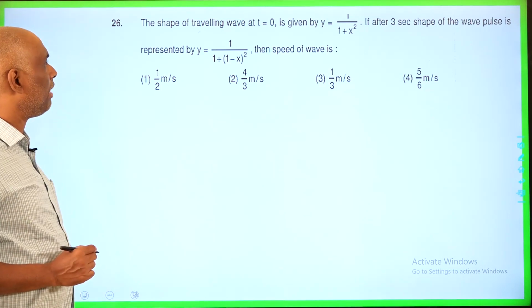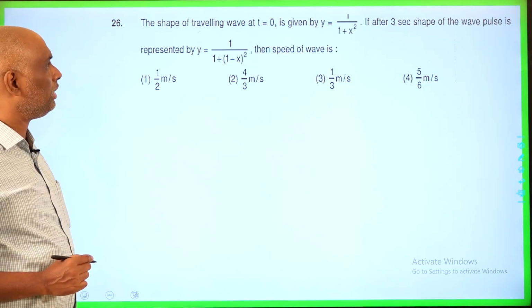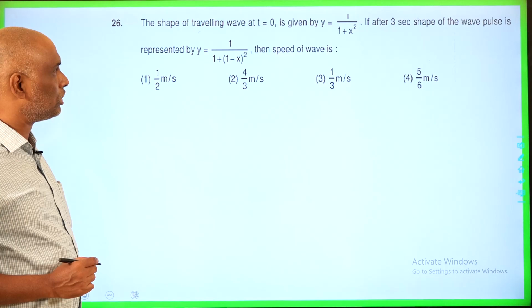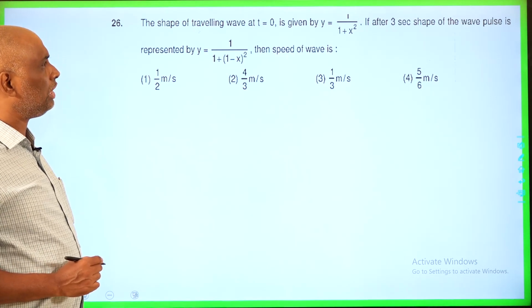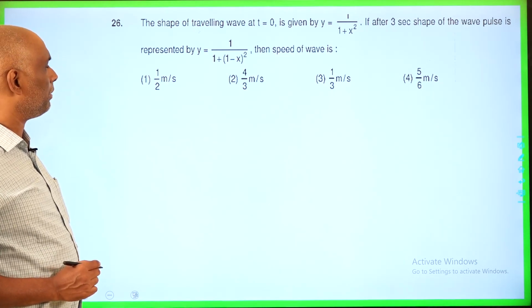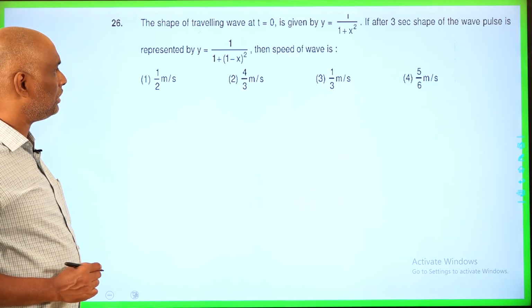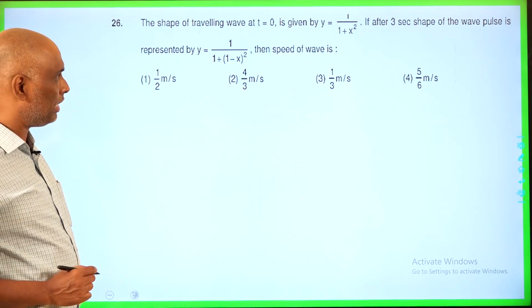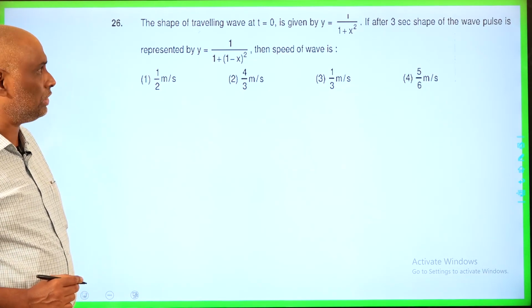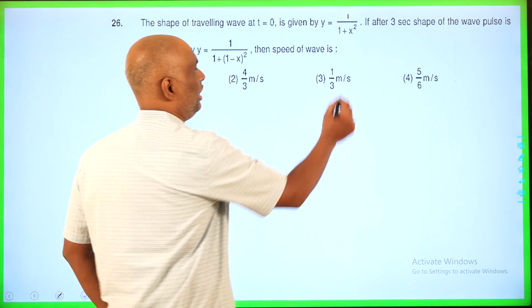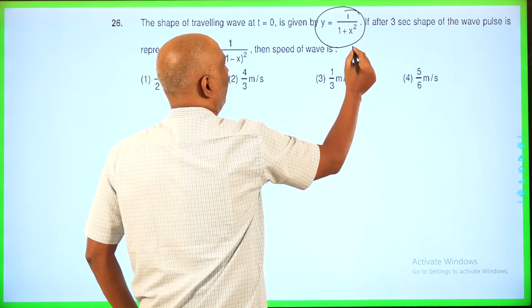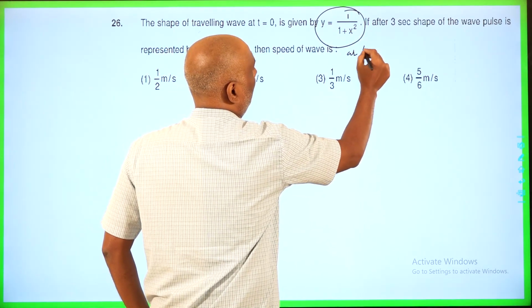The shape of the travelling wave at t equal to 0 is given by y equals 1 divided by 1 plus x square. If after 3 seconds the shape of the wave pulse is represented by y equals 1 divided by 1 plus (1 minus x) whole square, the speed of the wave is?